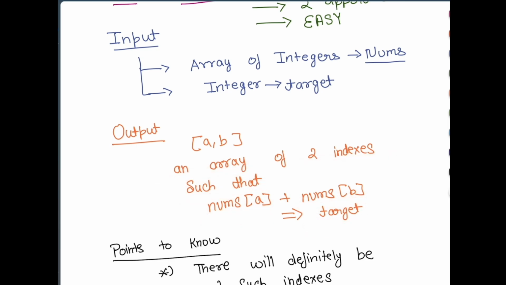It means that we need to output an array of two elements, let us call them A and B, and these A and B are two indexes such that for the given input, nums of A and nums of B when added will be equal to the target.